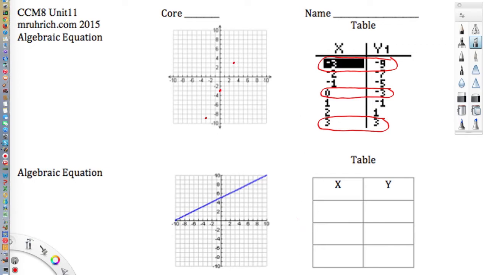So I have 3 points, and I can connect them to make my line. I'm going to grab my line tool and see if I can line things up. If I go from there to there, I can actually keep on going. There's my line, approximately.